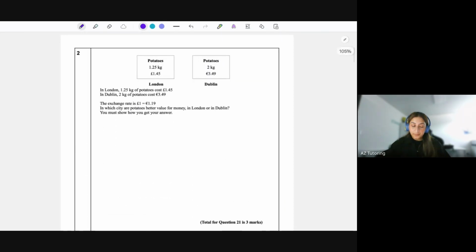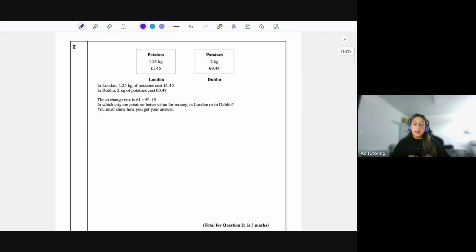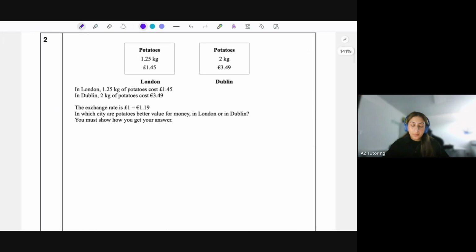Right, next question. Question 2 says, in London, 1.25 kilograms of potatoes costs £1.45. In Dublin, 2 kilograms of potatoes cost €3.49. The exchange rate is £1 equals €1.19. In which city are potatoes better value for money, in London or Dublin? So we've got exchange rates as well as best buys. So they've combined them, and we can see the London price and the Dublin price.